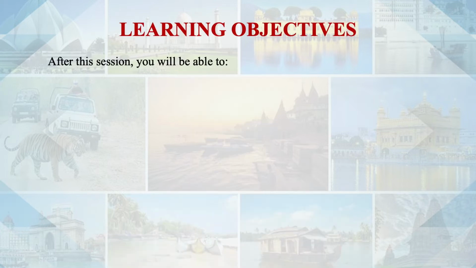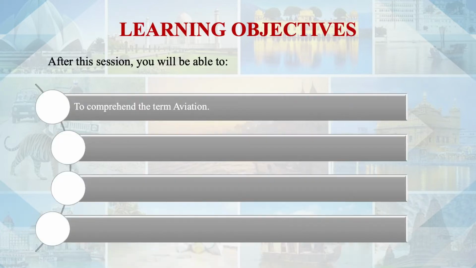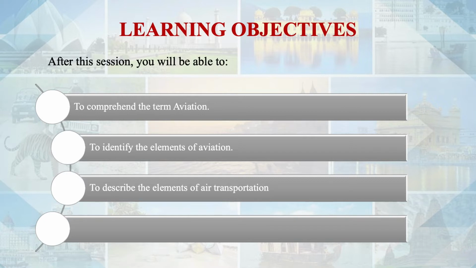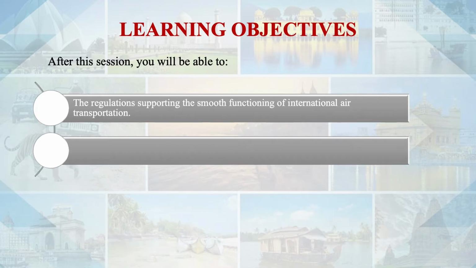The learning objectives include to comprehend the term aviation, to identify the elements of aviation, to describe the elements of air transportation system, to understand the evolution and the history of air transportation in detail, to come to know about the regulations that support the smooth functioning of international air transportation, and to understand the safety and security issues. These are the learning objectives of this unit. So let us move on to the basics of the fundamentals of air transportation.